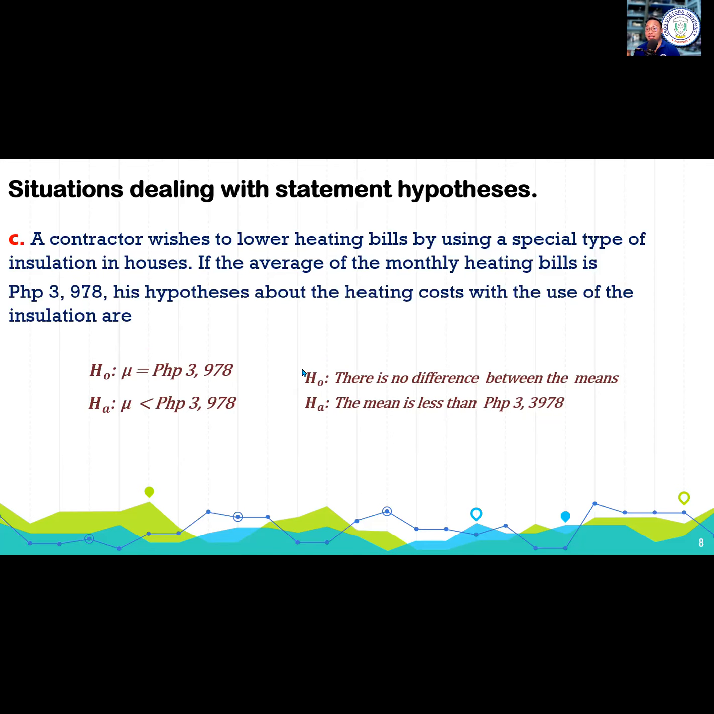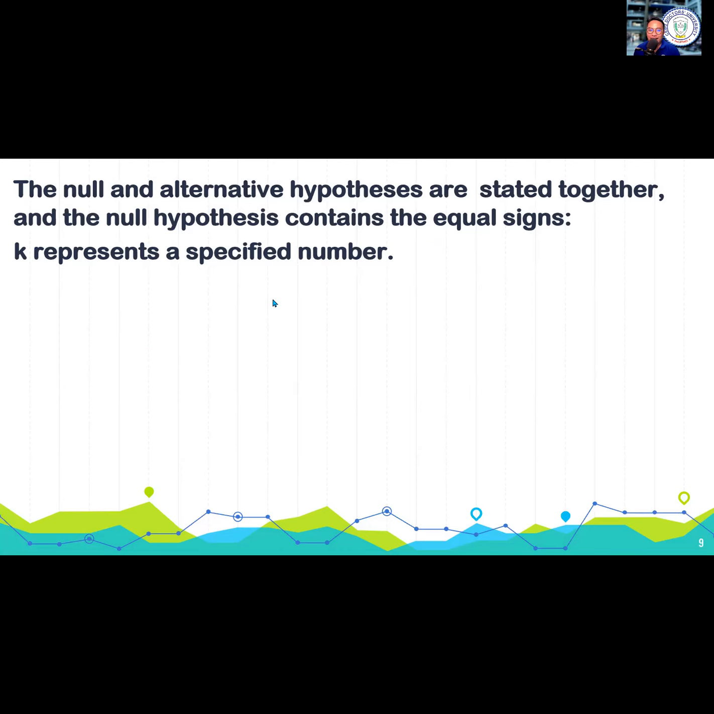Guys, we're done with the first step. Remember I said earlier that hypothesis testing is a decision-making process that evaluates a claim about the population. So when you say decision-making process, it has step 1, step 2, step 3, and step 4, and so forth. We're done with step 1, how to state the null hypothesis and an alternative hypothesis.